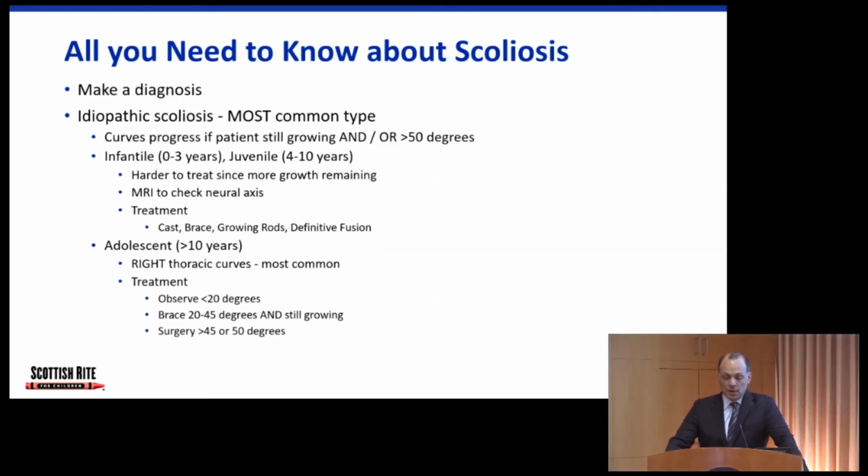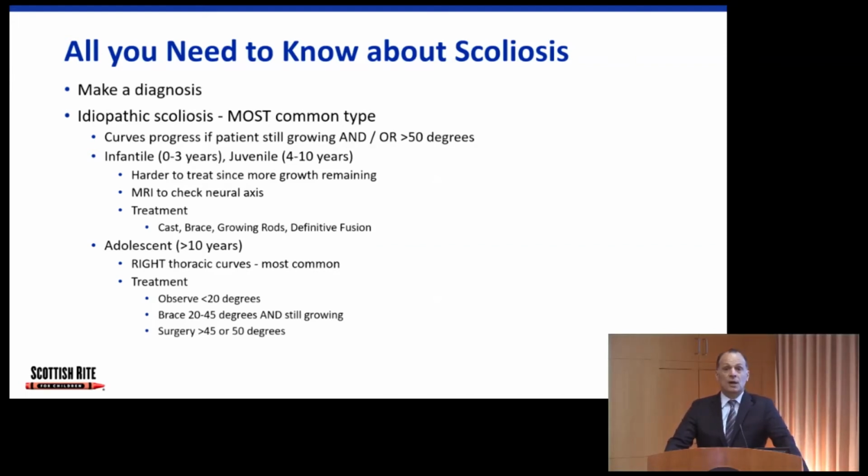And the treatment we'll talk about, there's many types of treatment. We use casting for the infantile and even the juvenile, and we'll show some results of that and why that's really important. And so early diagnosis for those patients is critically important. We use braces, we use growing rods, and then definitive fusion. We'll talk a little bit about those.